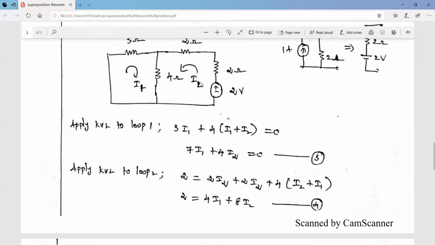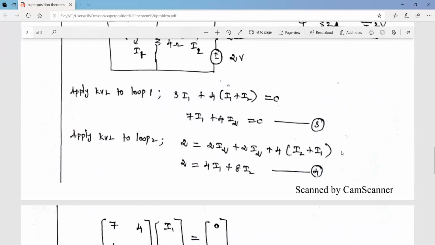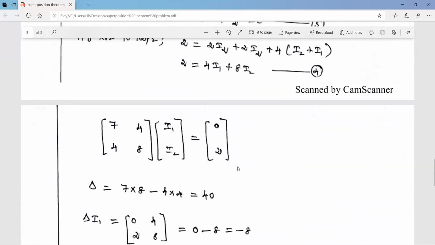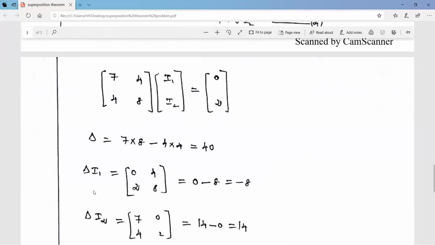Similarly, we have to write the KVL equation for this second loop. So we will get the battery 2 equal to 2 into I2 plus 2 into I2 plus 4 into (I2 plus I1). Okay, so if you are rearranging, we will get one more equation. So we have to take this equation number 3 and 4 and convert it into matrix form. From the matrix, we have to find out the value of del, del I1, del I2.